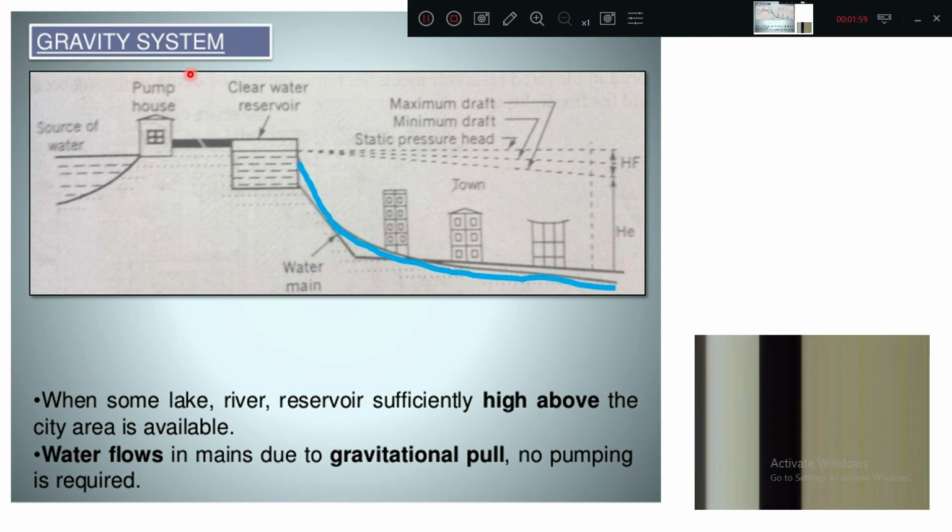So here it is a gravity system. If you see this diagram, the source of water or reservoir is just above the level of the city, so the water will flow through gravity. That is why we have written: when some lake, river, or reservoir sufficiently high above the city area is available, water flows in mains due to gravitational pull. No pumping is required. So it is directly fed to the city mains through gravity. This is the source of water. There is a small pump house from here to here, and there is a clear water storage, a clear water reservoir, and this is the city portion. So you can get it like this.